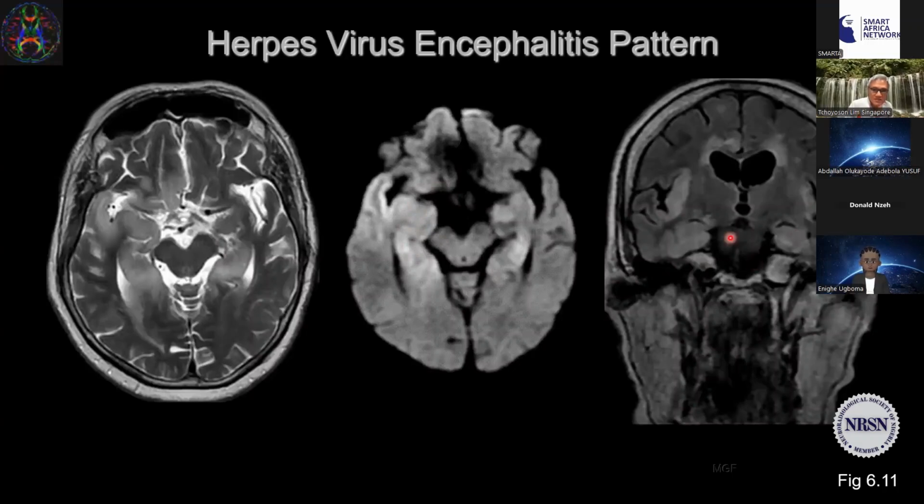Herpes simplex encephalitis typically affects the hippocampus and temporal lobe, particularly the insula as well, but very often it spares the basal ganglia, and there is a very sharp distinguishing border between the insula and the normal basal ganglia. The basal ganglia are typically not affected.